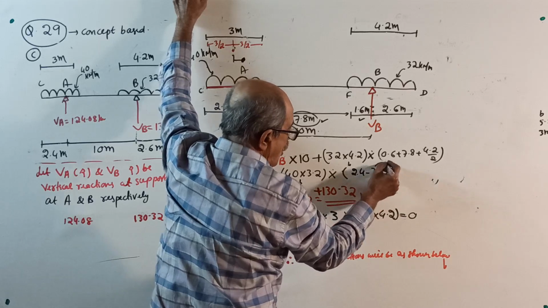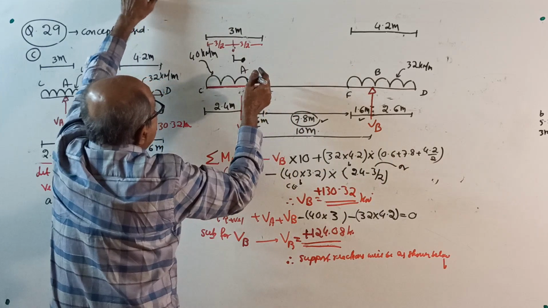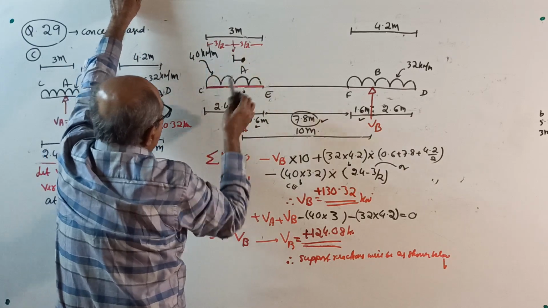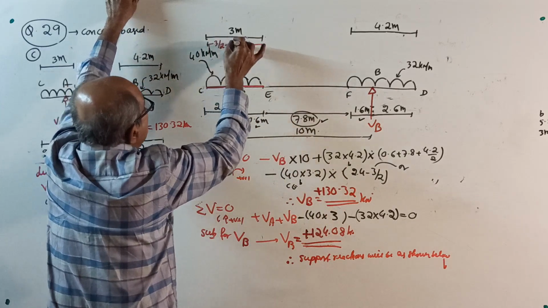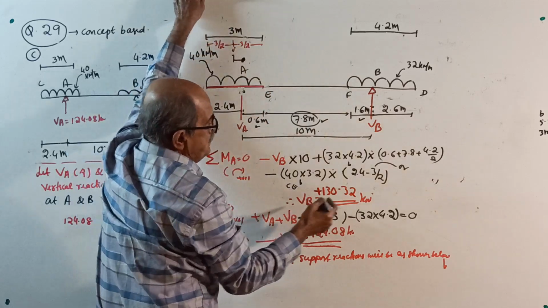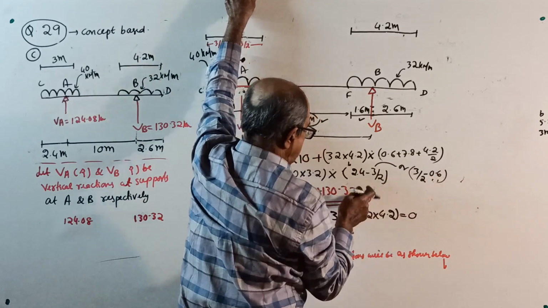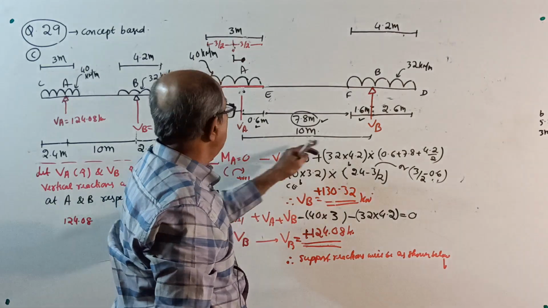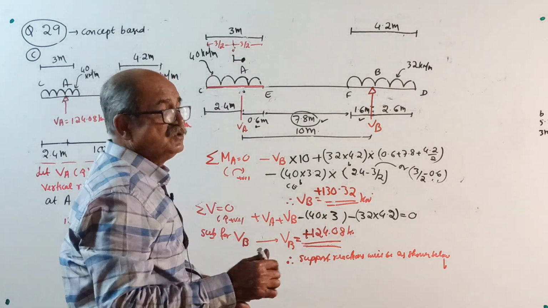3 by 2. Or from here, from 3 by 2, here, not 2.4. Here, from 2.4, subtract 3 by 2. Or, if you do from here, from 3 by 2, subtract 0.6. Anything will do. Equal to 0. You get the same answer for VB. Sigma V equals 0, you get the value of VA. Enter the answer. Okay. Everything is over.